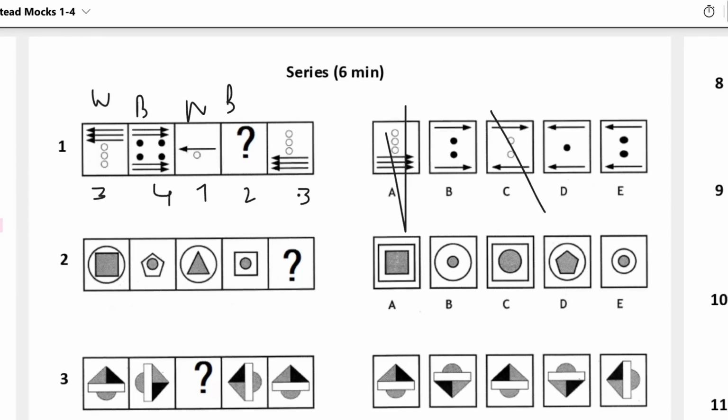We always need to have the same number of dots. And if we have 2 arrows, so we have 3 dots here, 3 arrows. If we have 2 arrows, then we need to have 2 dots, so we can cross out D. And then the shape of the arrows is also alternating. If we go this way, it's going to go pointing to the right. Going to go left, and then it's going to go to the right. Therefore, the answer has to be B.